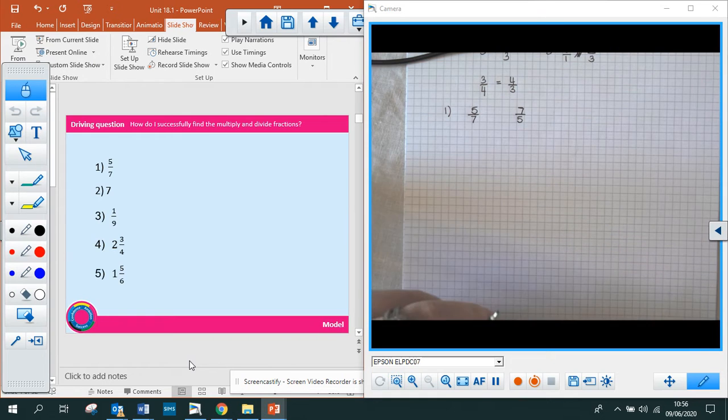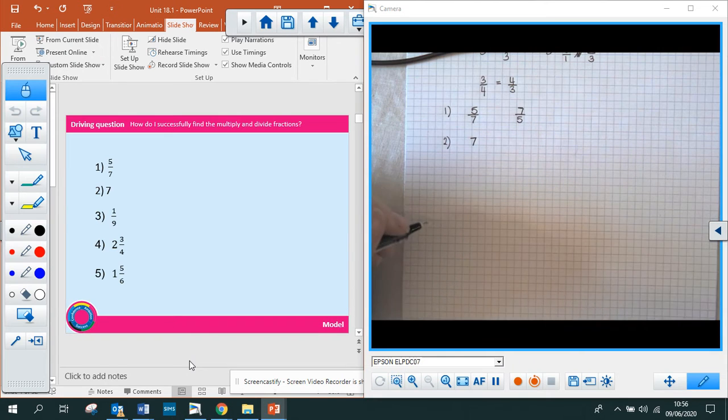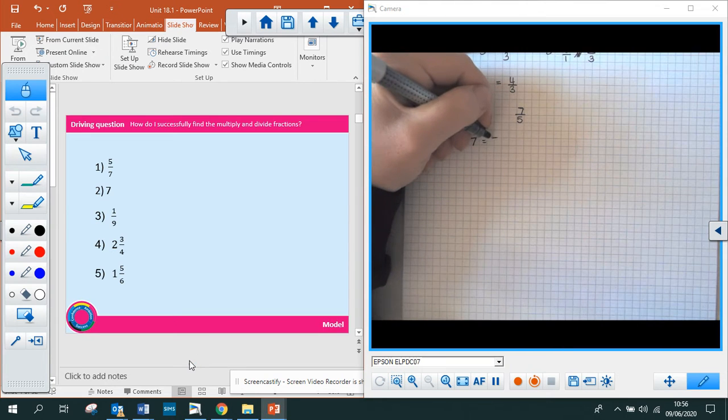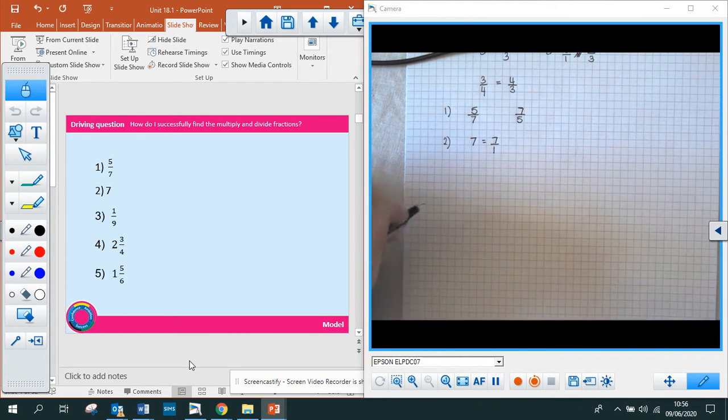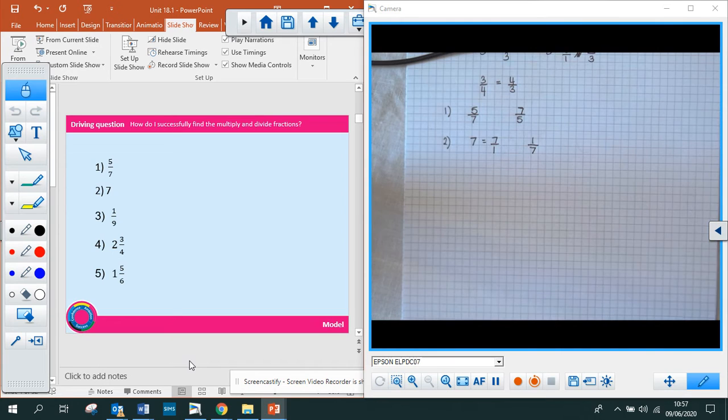Question 2, I've got 7. I want to find the reciprocal of 7. Remember that 7 is equal to 7 over 1. We don't write that because it's simplified as 7, but it's 7 divided by 1, which is 7. So that's my first step. I'm going to write it as 7 over 1. Then I simply flip it. 1/7. So the reciprocal of 7 is 1/7, 1 over that whole number.